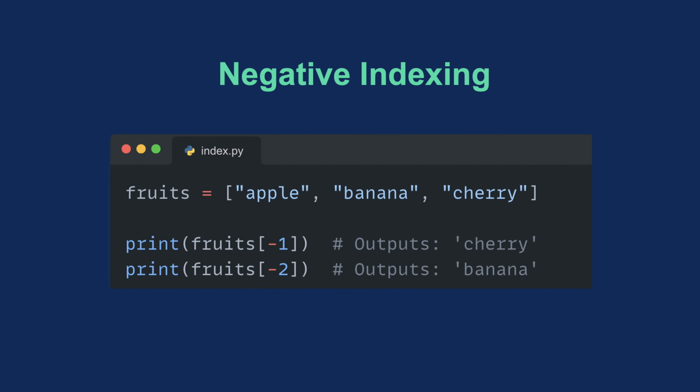You can also use negative indexing to access items from the end of the list. If we do print fruits[-1], this is going to print the last item, which is cherry. Negative indexes start from the end of the list with -1. Not -0, because in numbers we don't have -0. Then the second item will be referred with -2.